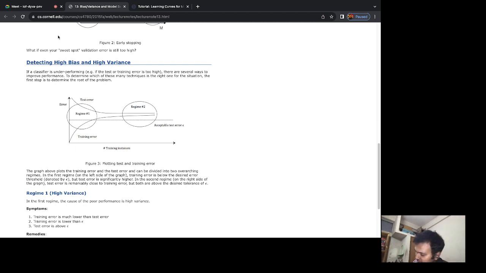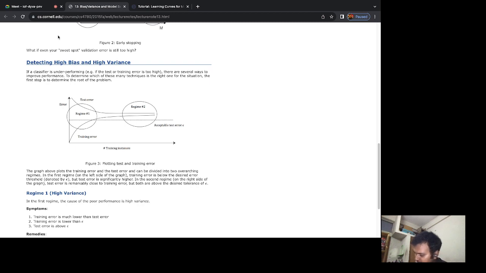This is the acceptable test error, which is epsilon, right? And this is the test error, and this is the training error. So they are saying that this is the high bias and this is the high variance, correct. So this is the exact same analogy of this, right? Here also it is high bias, and this is the high variance region.